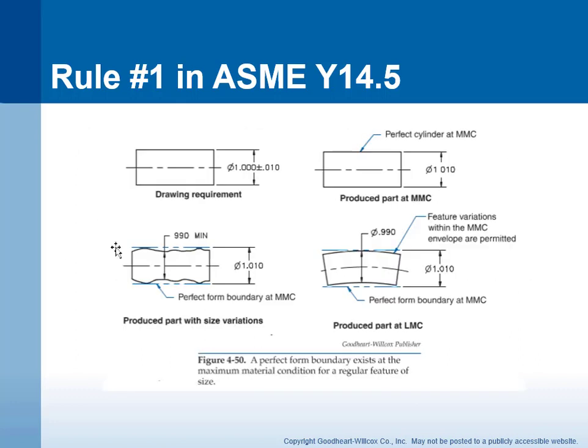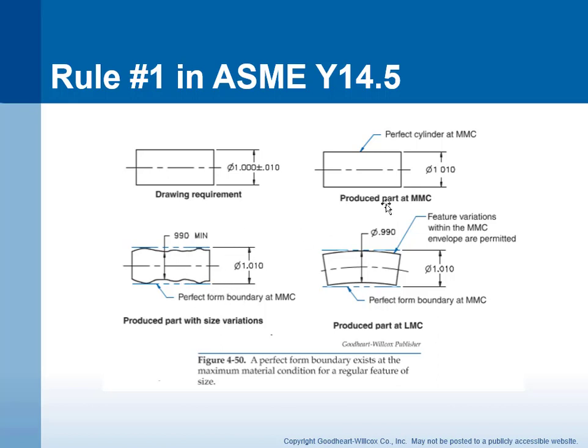Here's some examples. So we have a drawing requirement of 1 inch plus or minus 10 thousandths. What we have here is a maximum material condition on this cylinder feature of 1 inch and 10 thousandths, and that establishes a perfect form boundary. When the part is made at the maximum material condition, it has to be perfect because the part has to fit within this perfect form boundary.